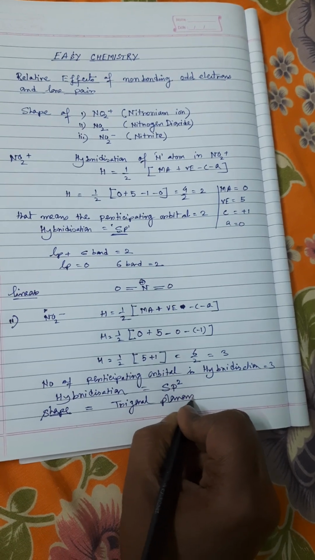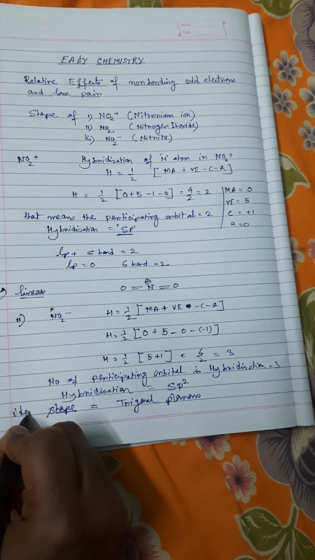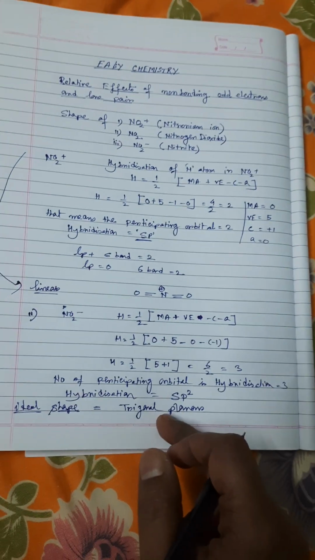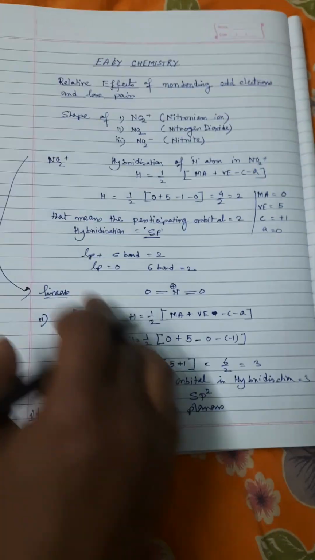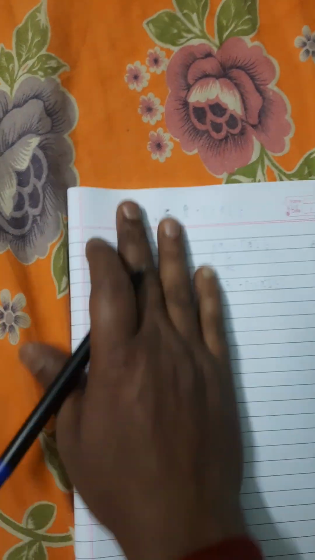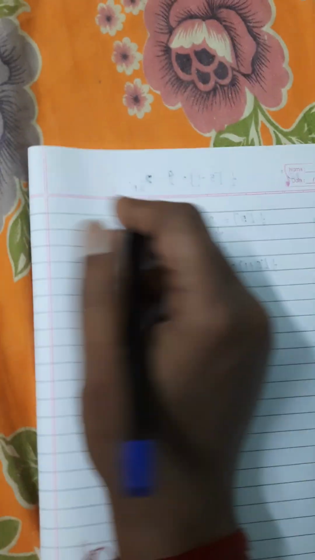But the actual shape, this is the ideal shape. We must say this is the ideal shape. The actual shape is different from trigonal planar. So in our next session, we are going to discuss the actual shape.